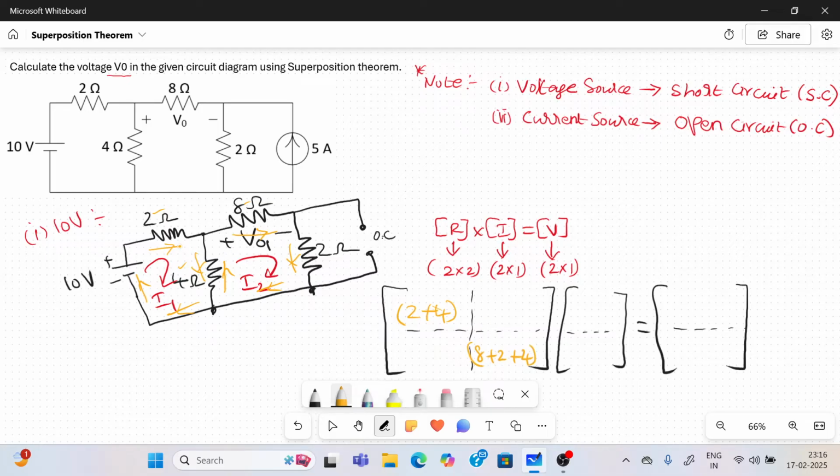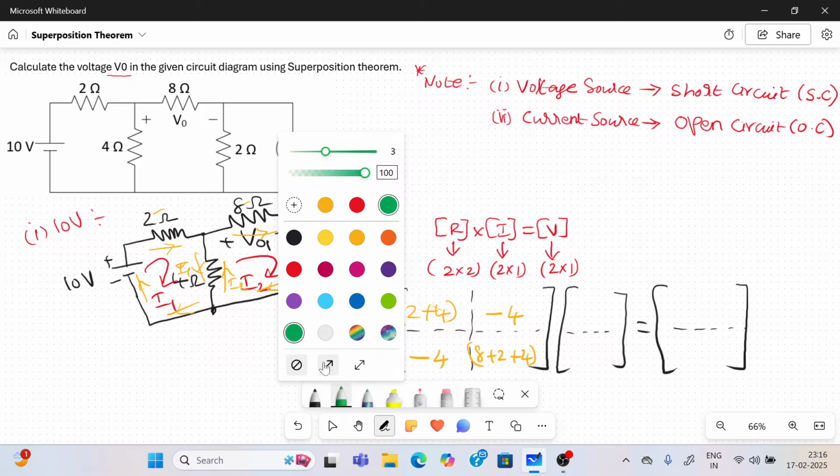Then the off diagonal. We can see there is a 4 ohm resistance in the off diagonal, because you have to identify the resistance carrying both the mesh currents I1 and I2. The 4 ohm resistor carries the I1 current as well as the I2 current. But I1 flows top to bottom and I2 flows bottom to top. Both are opposite, so minus of the resistance.